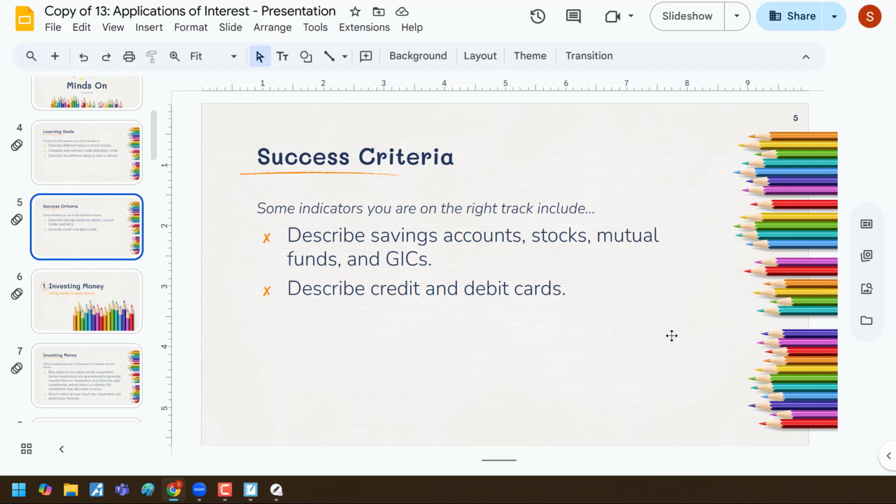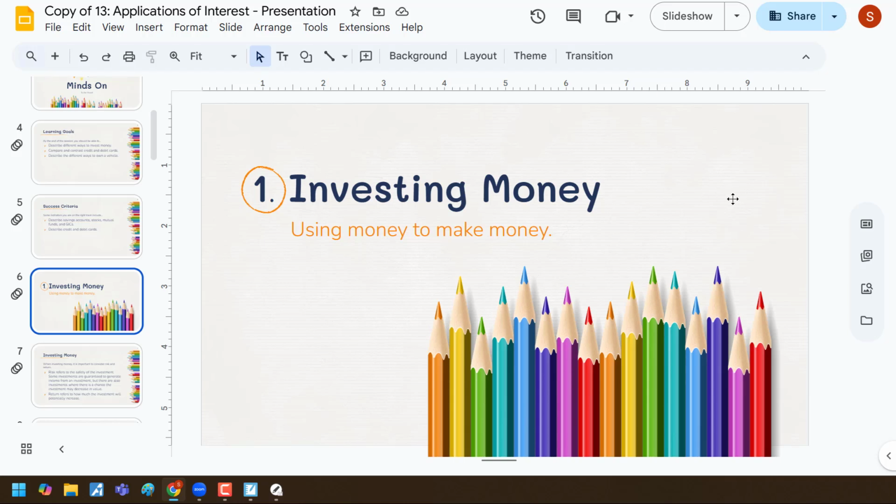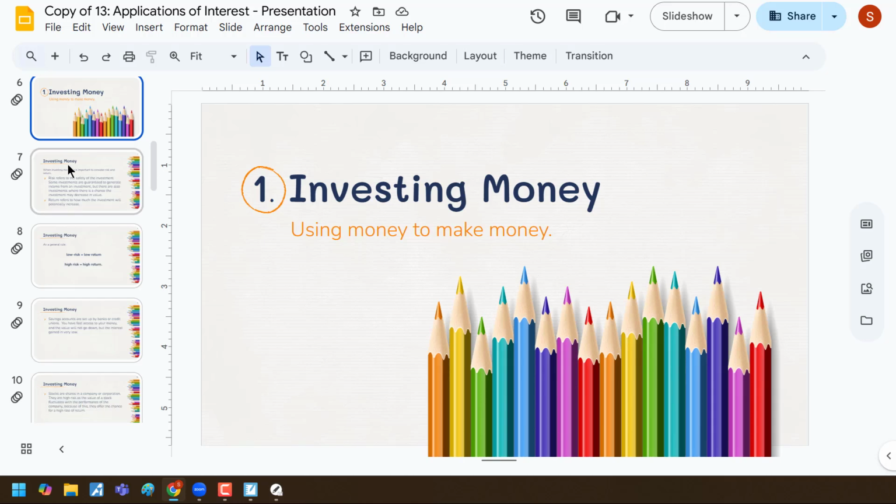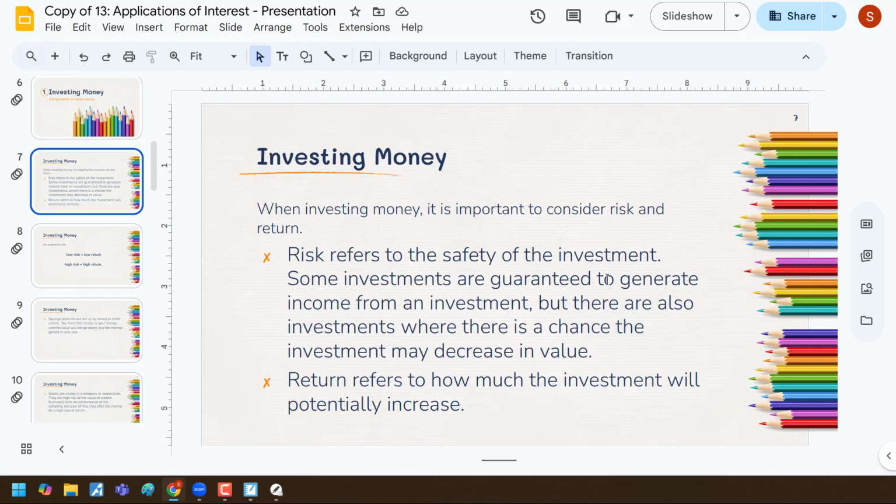We're going to describe some saving accounts, some stocks, mutual funds, and GICs, describe credit and debit cards, investing money, using money to make money. So you have to have money first. Otherwise, it doesn't work.